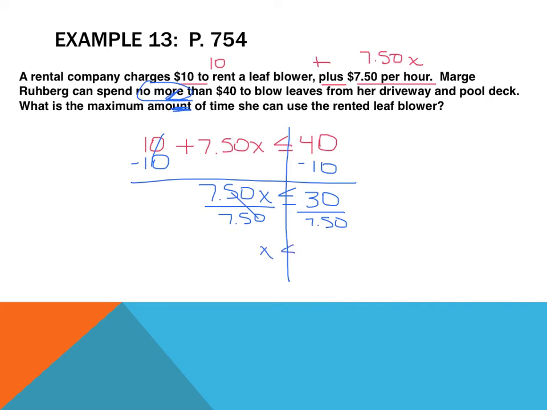So x is less than or equal to, okay, so when I divide 30 by 7.50, I get 4. So that means that she can rent the leaf blower for 4 hours or less. So if it asks what's the maximum amount of time, the maximum amount of time she can rent it for is 4 hours.